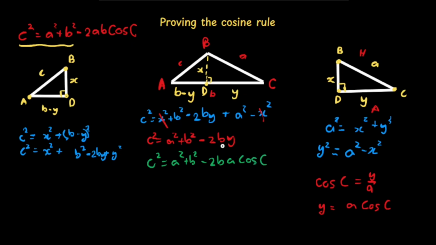And I can rearrange this because multiplication is commutative, meaning I can move its position, and I will obtain the equation c squared is equal to a squared plus b squared minus 2ab cos c. And that is how you prove the cosine formula.